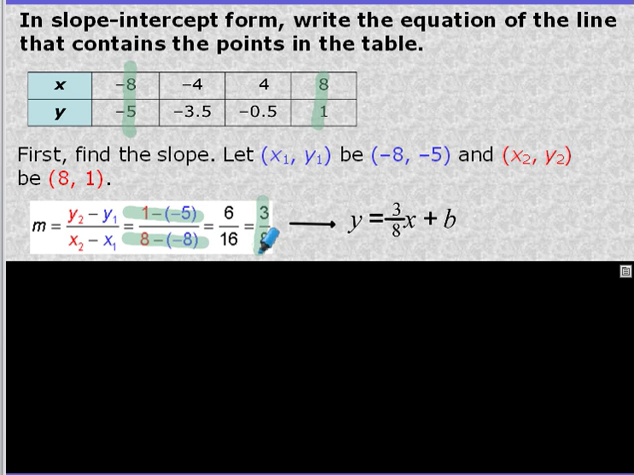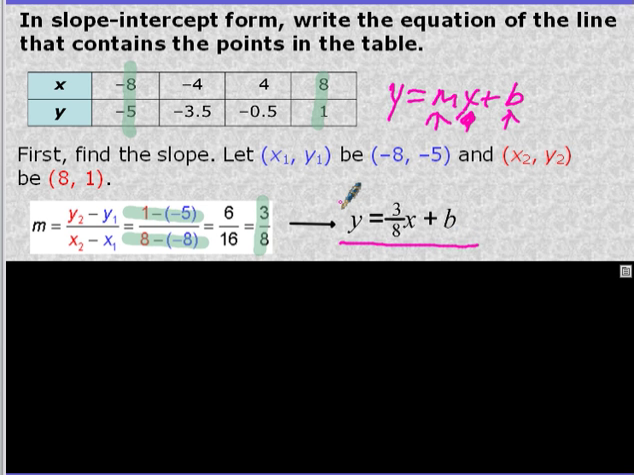So what do we know so far? We know it's y equals mx plus b. We need to find this and this. We just found our slope, so we plug that into the equation, and this is what it looks like so far. So we need to find our y-intercept. How do we do that?